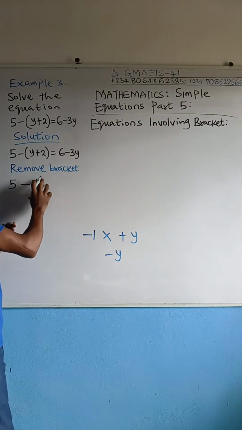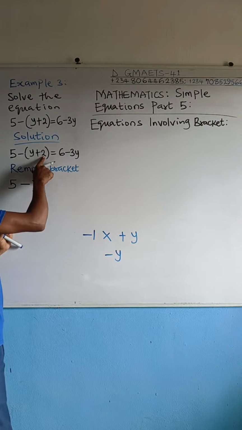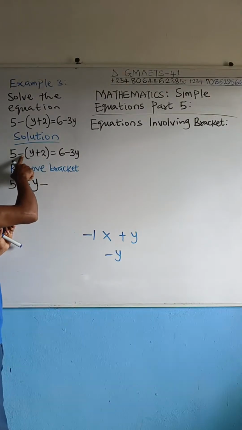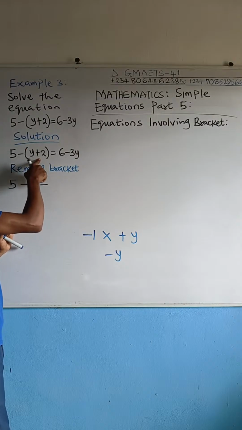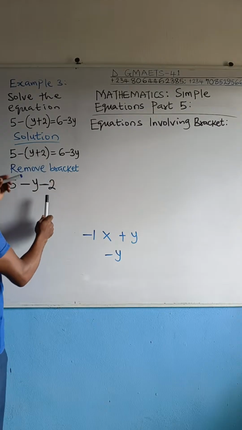Which sign will you write before writing the 2? Remember, I told you the sign of that term in the bracket will change. This is plus 2. So 1 times 2, which should give us plus 2, the plus will change to minus because you have minus outside the bracket, opening the bracket. So this becomes minus 1 times 2, giving you 2.